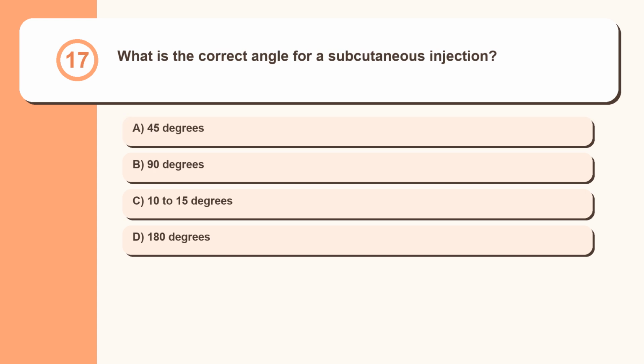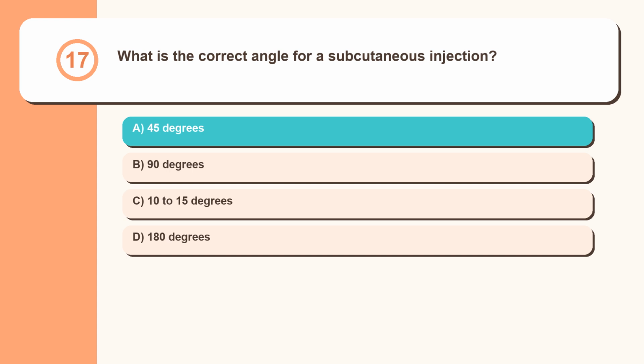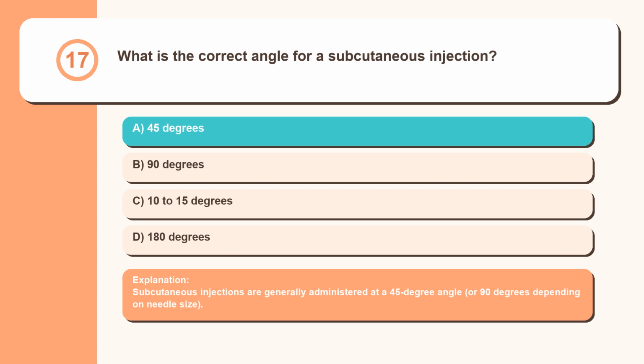Question 17. What is the correct angle for a subcutaneous injection? 45 degrees, 90 degrees, 10 to 15 degrees, 180 degrees. Subcutaneous injections are generally administered at a 45-degree angle, or 90 degrees depending on needle size.